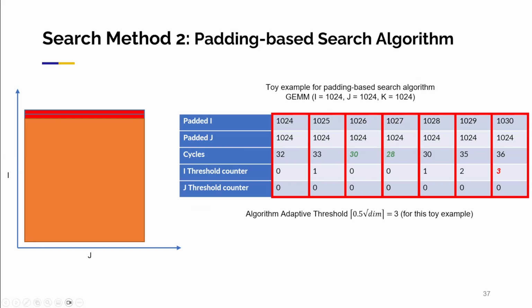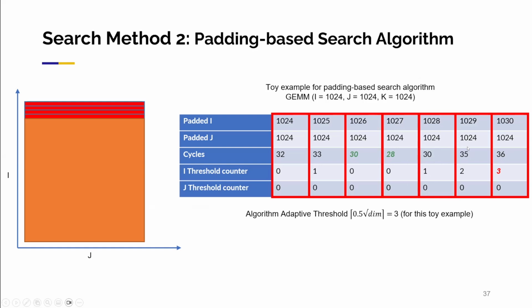But then when the problem size is 1026 by 1024, we got some improvement. We continue the search, and we got even better performance because this problem size allows for better tiling factors. And then we continue the search. We have a threshold on the I and J dimension. In this case, it's calculated using this formula. We just found this formula experimentally. And in this case, the threshold is 3.